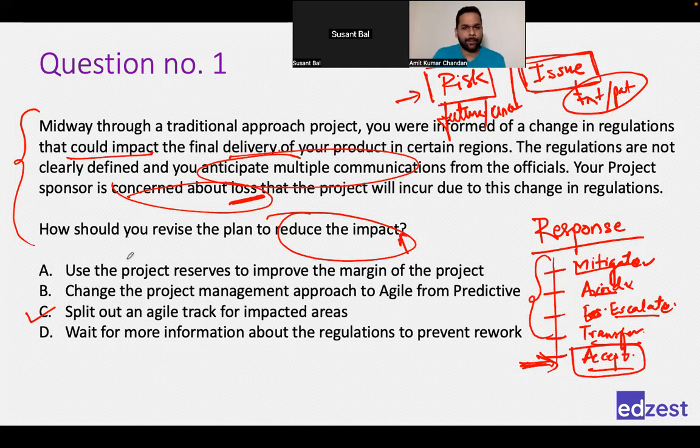Yes, Sushant, please go ahead. Amit, is it risk or is it change?